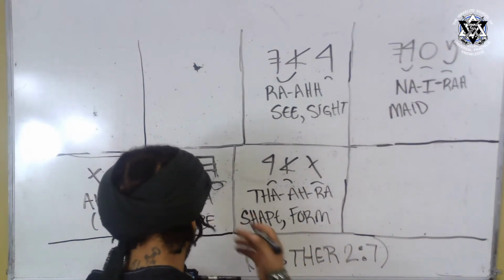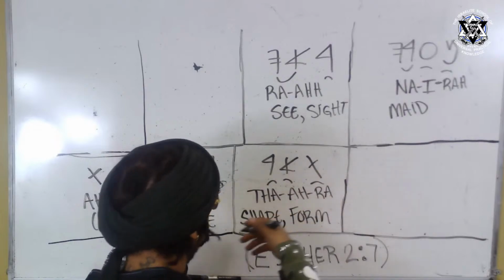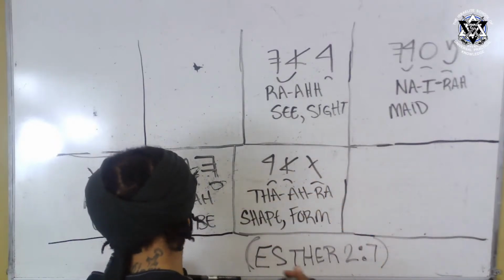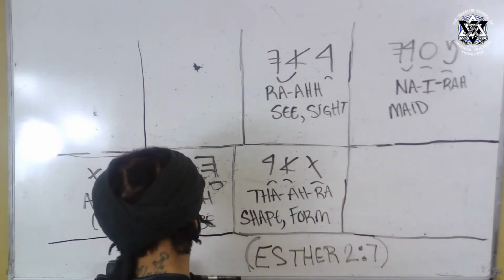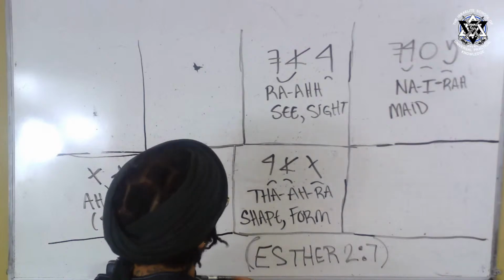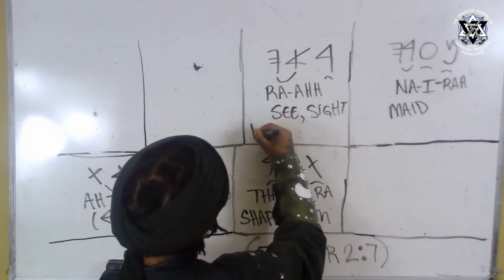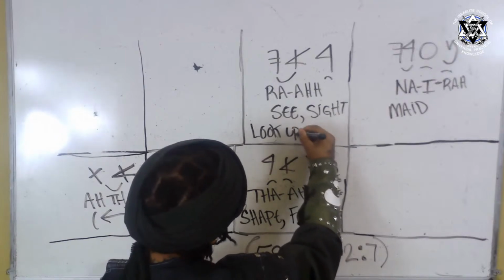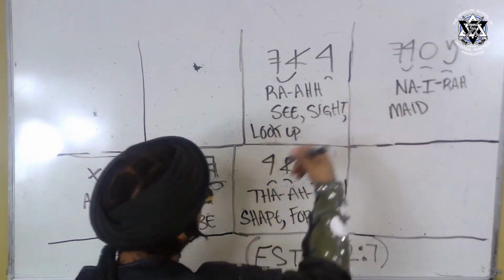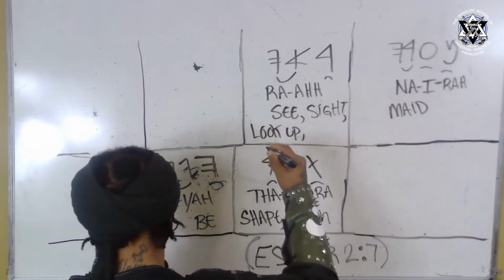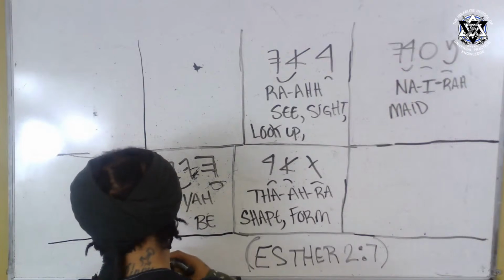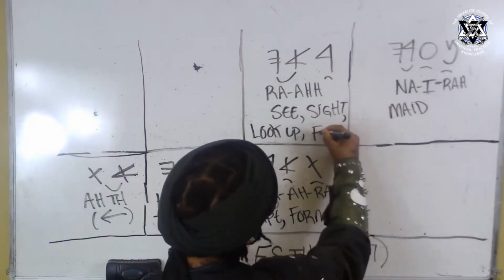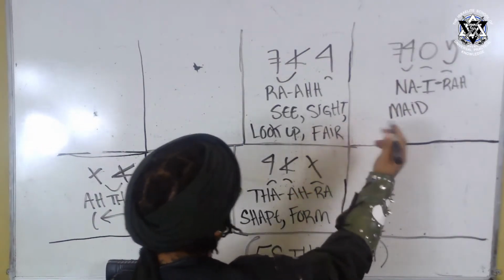Let's see. Appearance. It's used as favor, or look upon. And it's used as fair. Okay. See, sight. I use look upon. Okay. This will give y'all what is, I think that's another good one. What was the other one that I said? Appearance, fair. Okay.